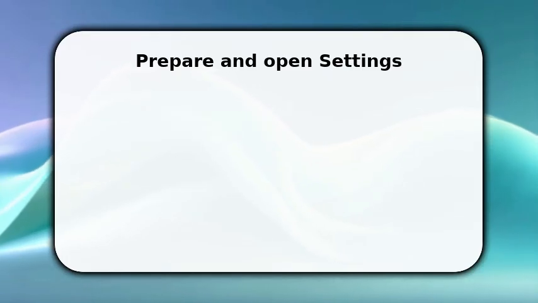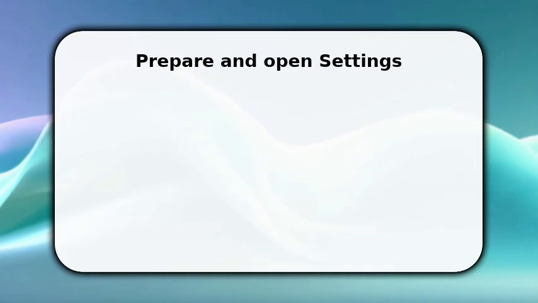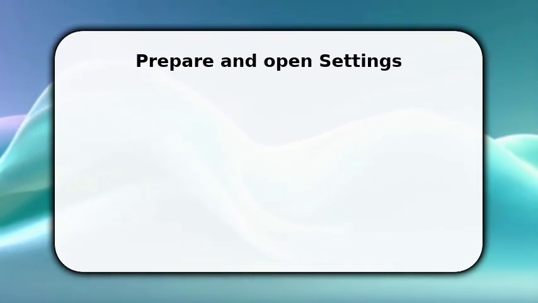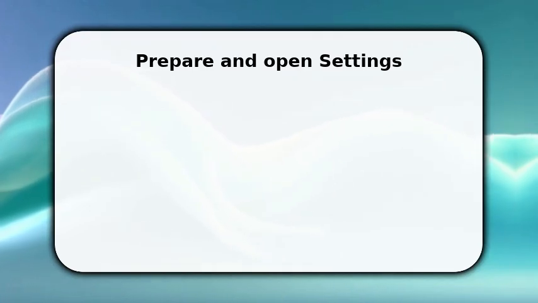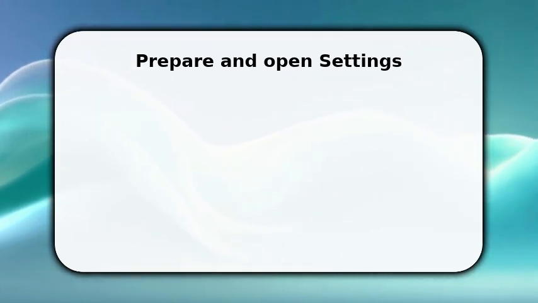You start by making sure the phone has power and is unlocked. This prevents interruptions during system changes. Open the Settings app now. It's the gear icon in your apps or on the home screen.